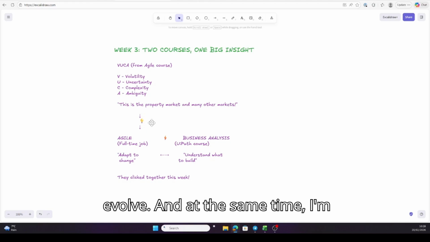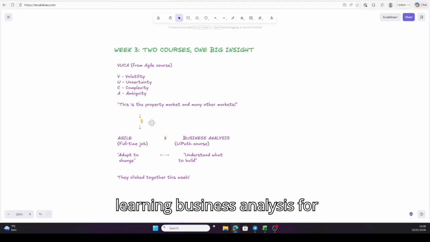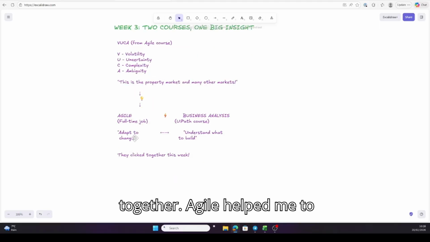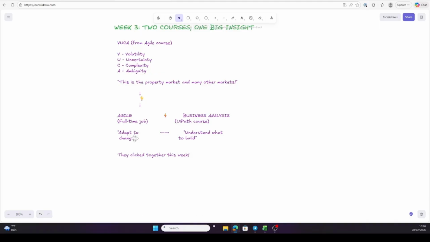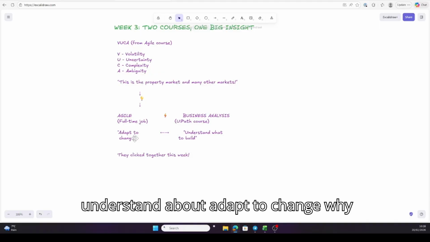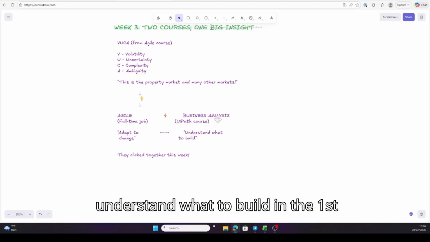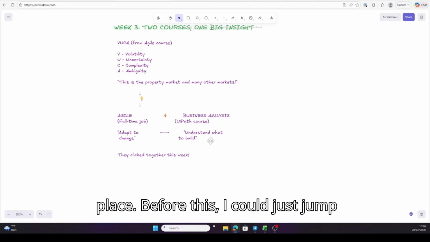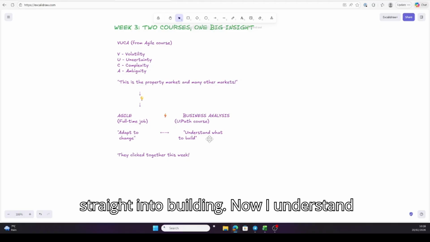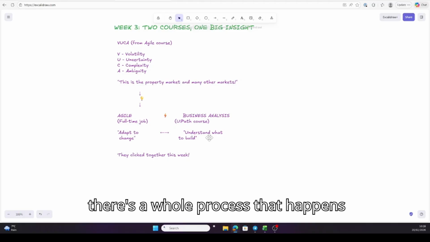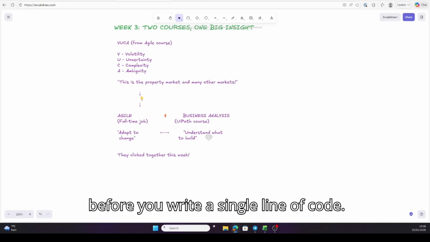And at the same time, I'm learning business analysis for automation, and these two things click together. Agile helps me understand how to adapt to change, and business analysis (BA) helps you understand what to build in the first place. Before this, I could just jump straight into building. Now I understand there's a whole process that happens before you write a single line of code.